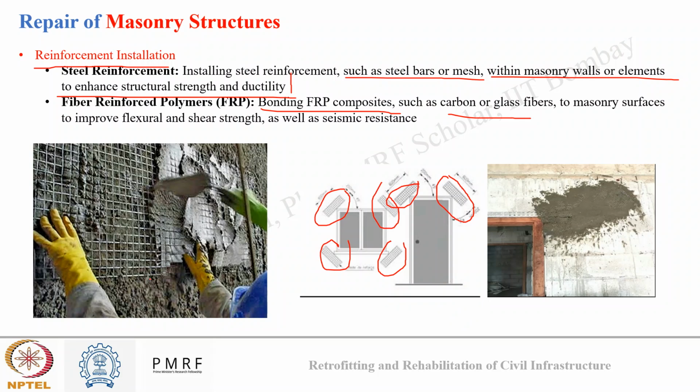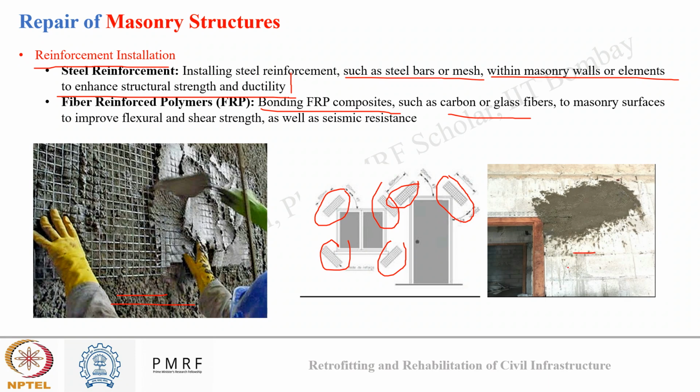Okay, so here you can see a masonry wall which was severely degraded. Over that wall a steel mesh was placed, and over the steel mesh cement grouting was done, so that my steel mesh can confine the masonry and strengthen it.